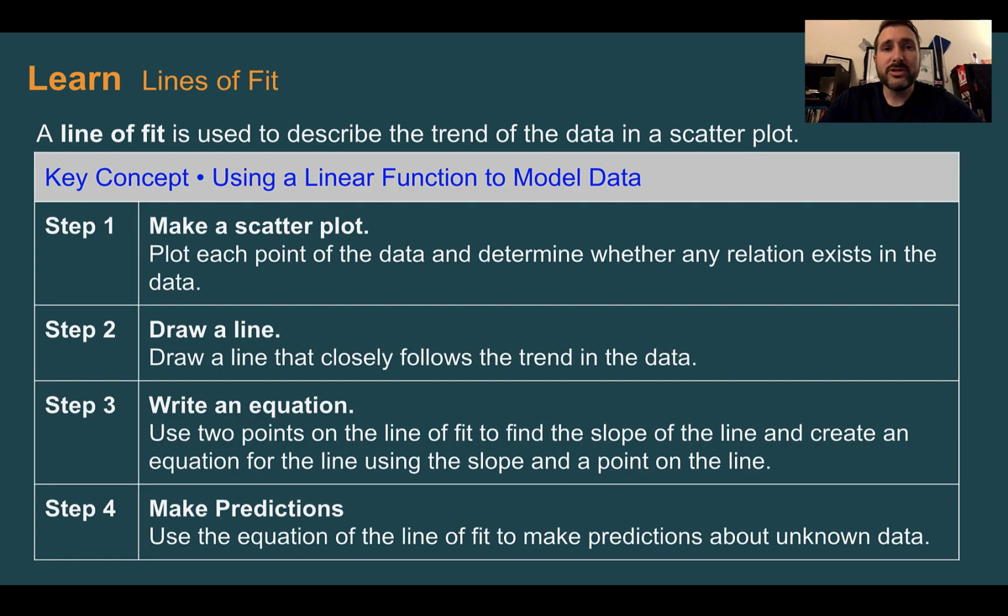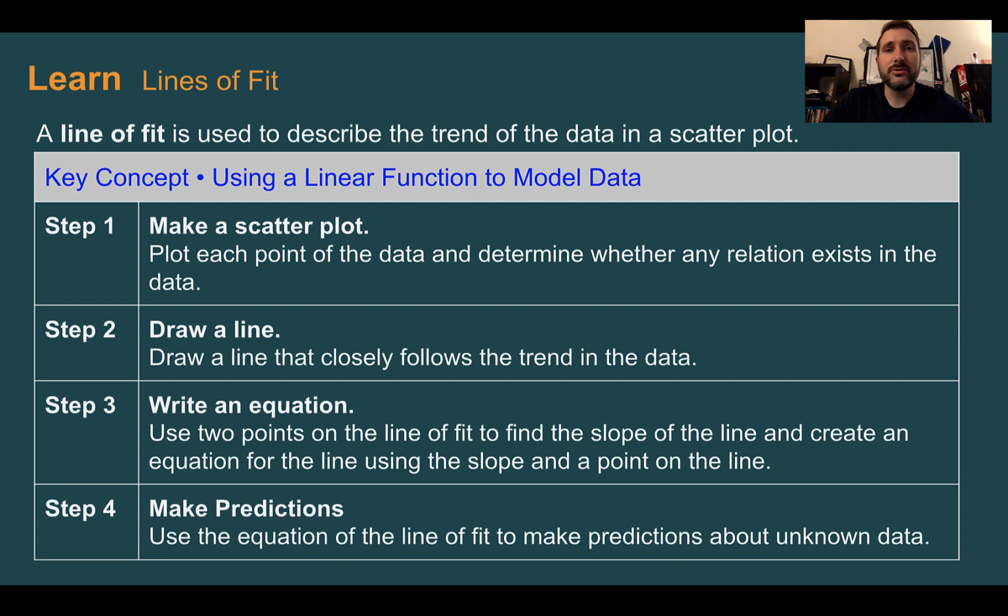In this lesson, we're going to use those same scatter plots, but we're going to do lines of fit. So let's learn lines of fit. A line of fit is used to describe the trend of the data in a scatter plot. So our key concept here: using a linear function to model data. First, if it's not already a scatter plot, we need to turn it into a scatter plot, plot each point, and determine if there's a relation.